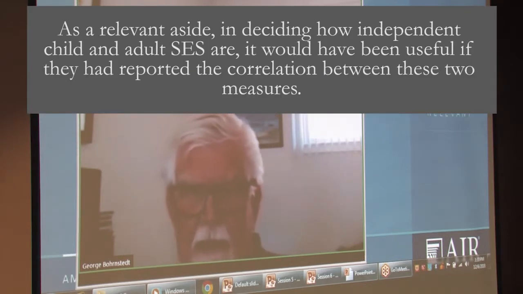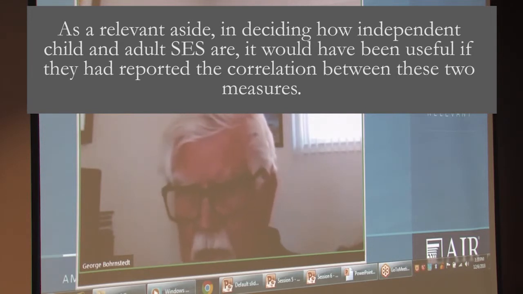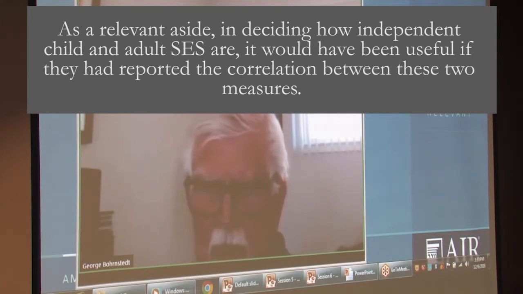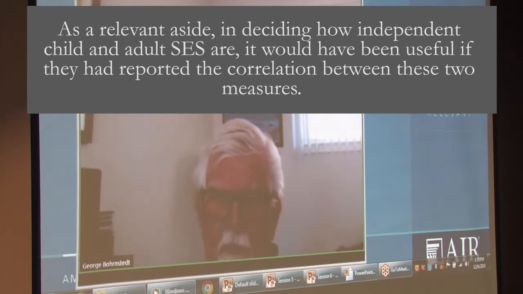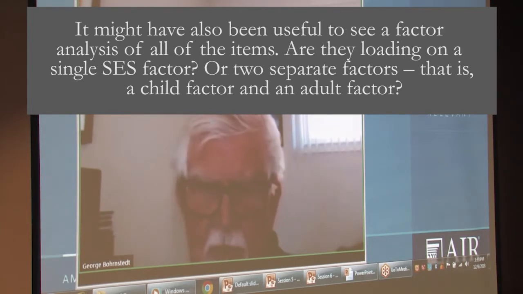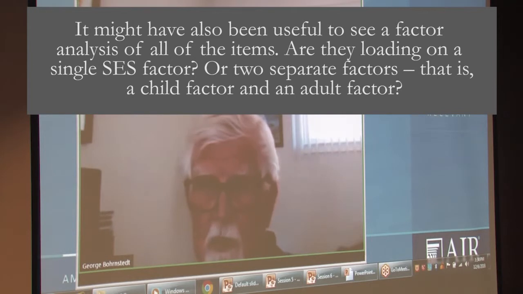As a relevant aside, in deciding how independent child and adult SES are, it would have been useful if they had reported the correlation between these two measures. It might have also been useful to see a factor analysis of all of them. Are they loading on a single SES factor or on two separate factors, that is, a child factor and an adult factor?